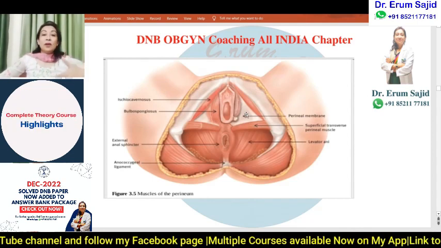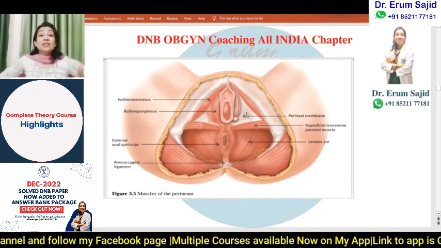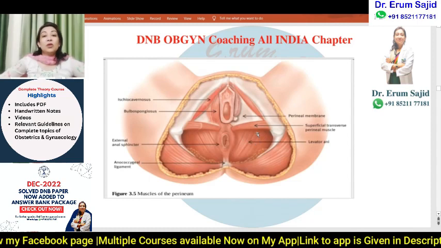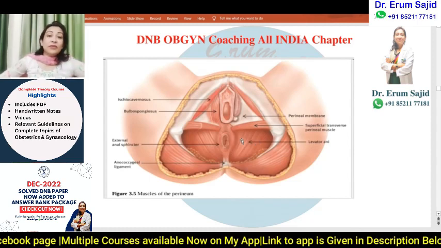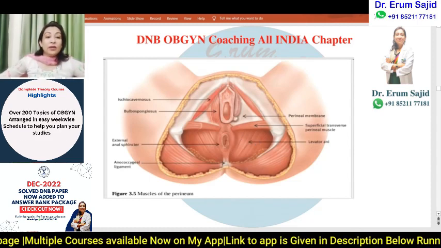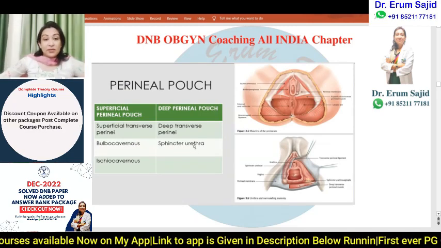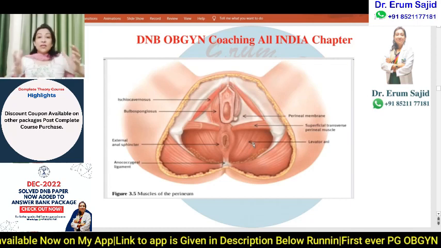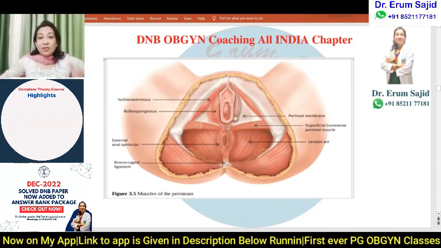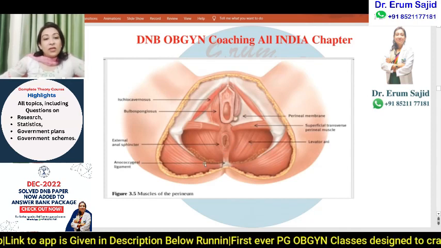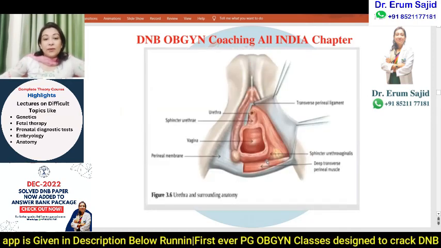The perineal membrane encompasses the deep perineal pouch, and the deep perineal pouch usually contains just the sphincter ani, see over here, the sphincter urethrae and the deep transverse perineal muscle. All right, so just above that, of course, you have the levator ani muscles, which form a bowl. And I think let's not confuse any further. This is what it actually is.